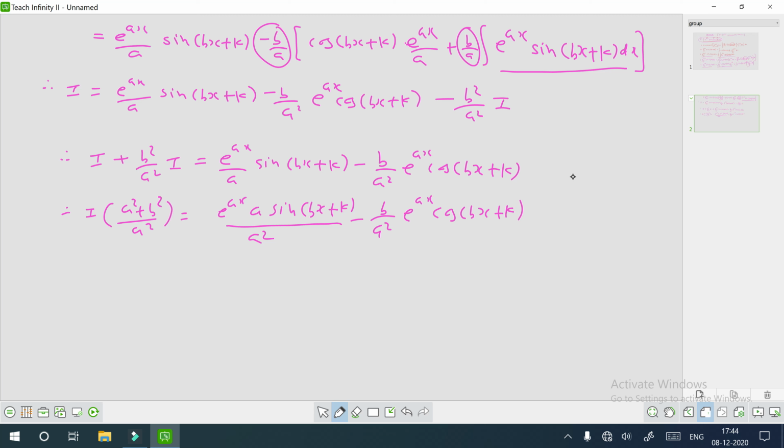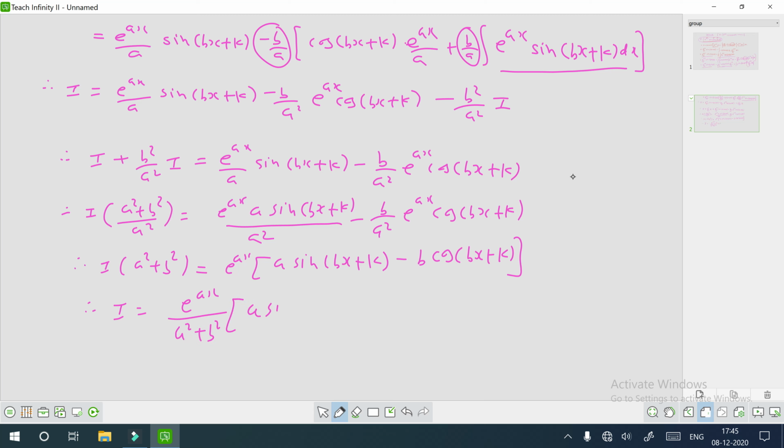Now the LCM gets cancelled on both sides. So I into a square plus b square is equal to e raised to ax common, a sine bx plus k minus b cos bx plus k. Now therefore what is I? So I is equal to e raised to ax over a square plus b square, a sine bx plus k minus b cos bx plus k also.